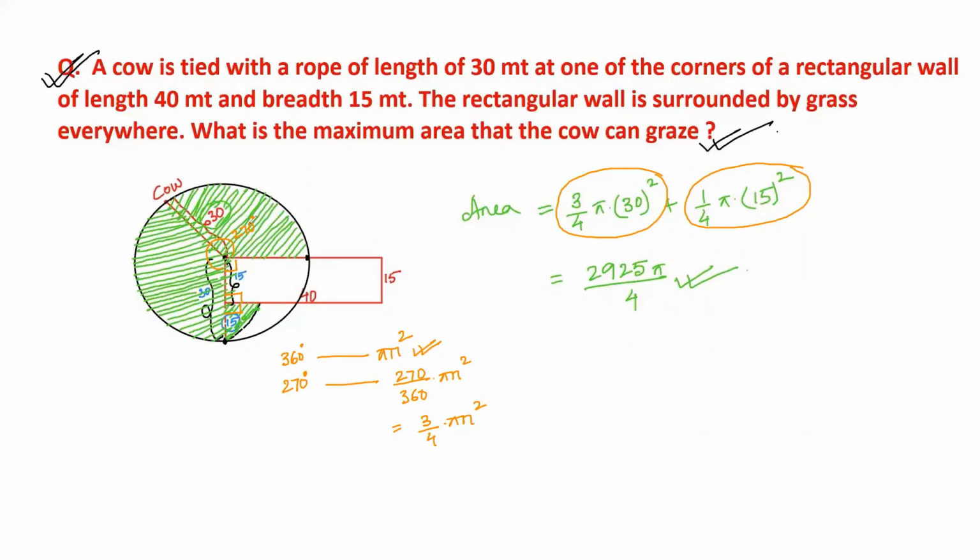So the total area of this green shaded portion is 3/4 into pi into 30 square plus 1/4 into pi into 15 square, which when we simplify comes out to be 2925 pi upon 4. So the maximum area that this cow can graze is 2925 pi upon 4 meters square.